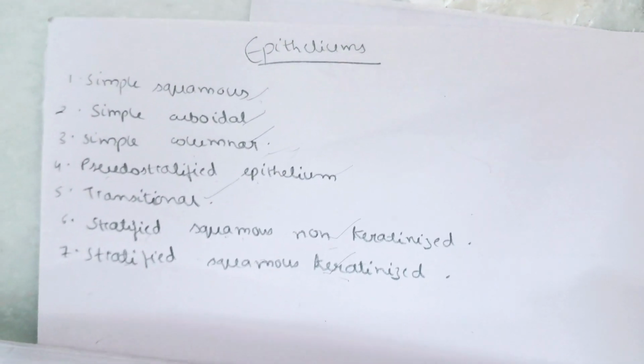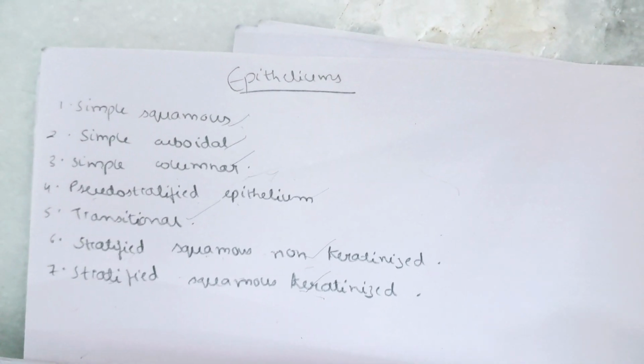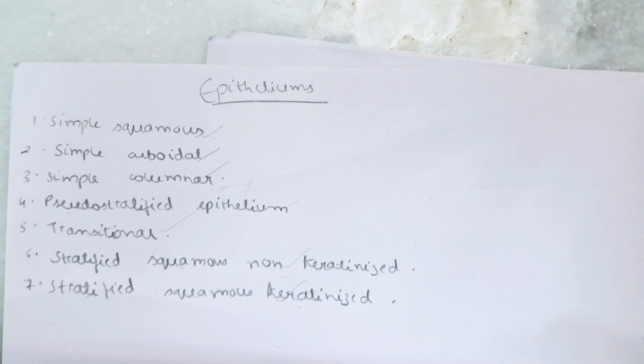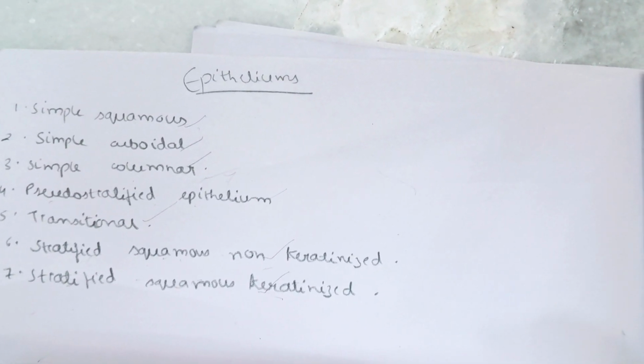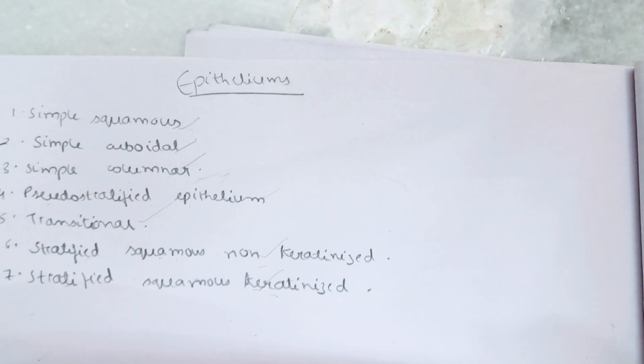Let us see the general histology of some epitheliums. Some important epitheliums include simple squamous epithelium, simple cuboidal, simple columnar, pseudostratified, transitional, stratified squamous non-keratinized, and stratified squamous keratinized. Now let us see the simple squamous epithelium.